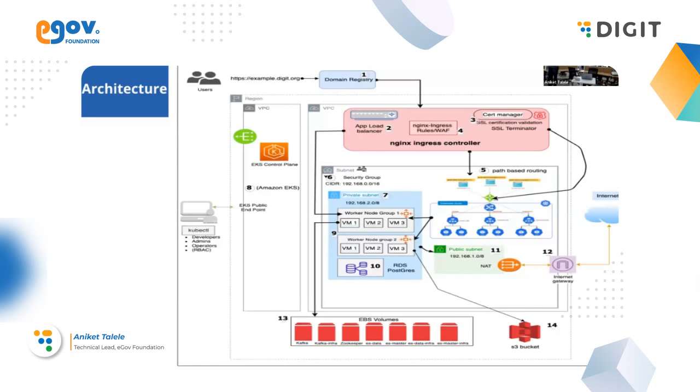This specific VPC, the networking component, will be deployed in that region. And in that you will have a private and public subnet. All of your database and your nodes will run in a private subnet, while the load balancer will be running in the public subnet.